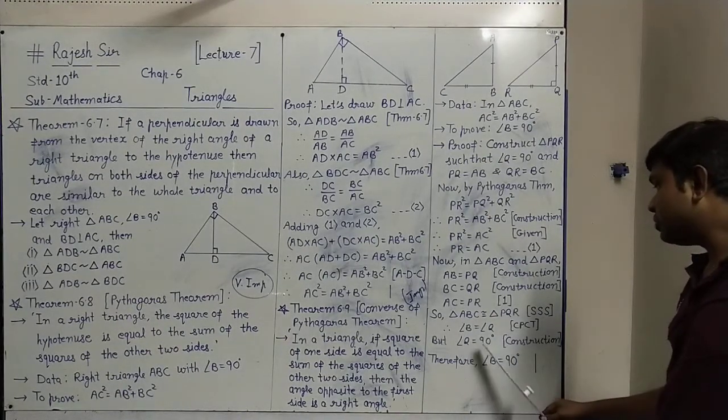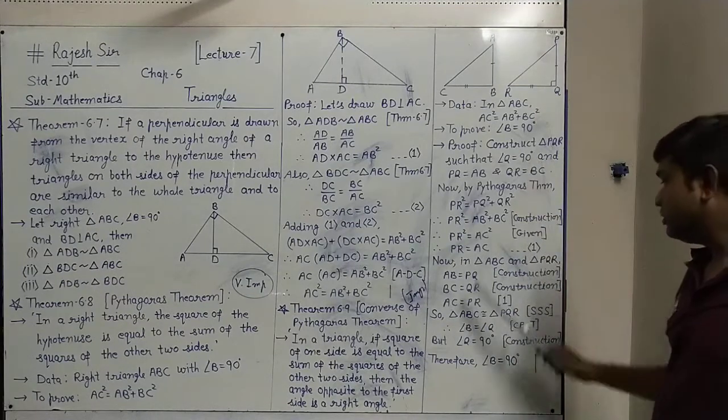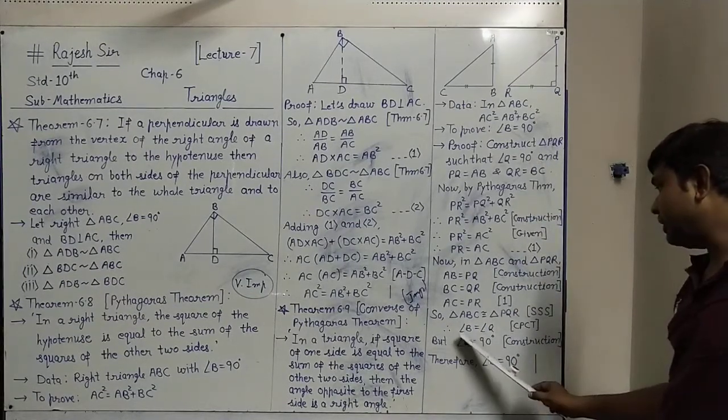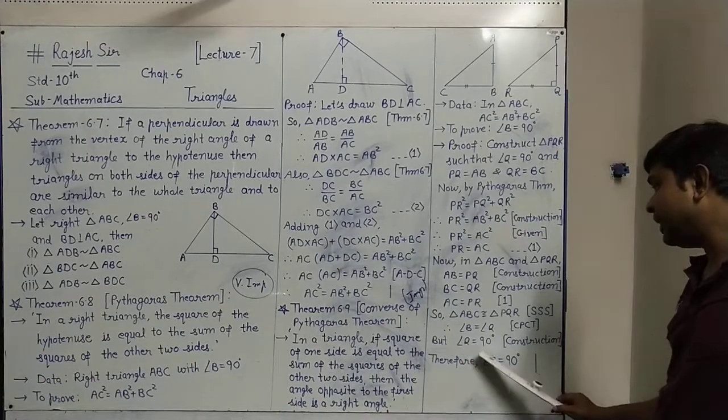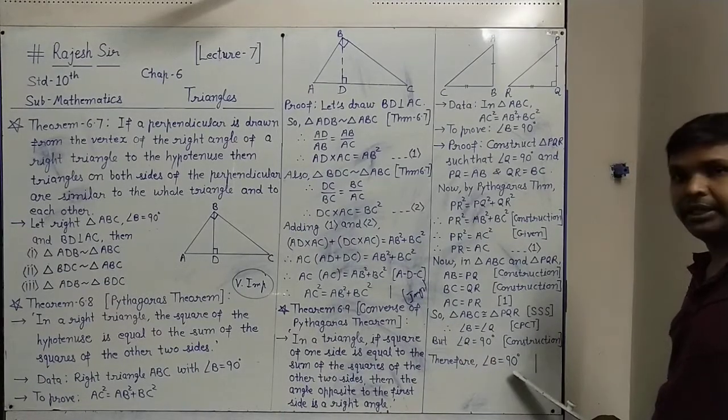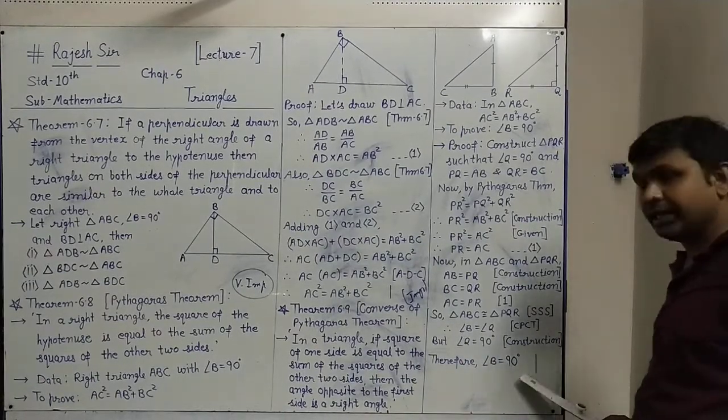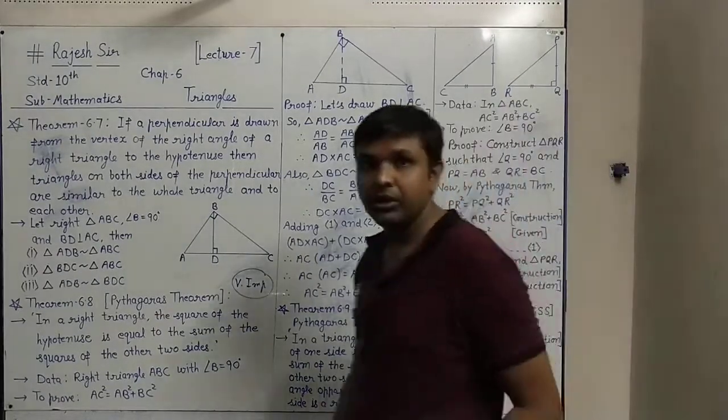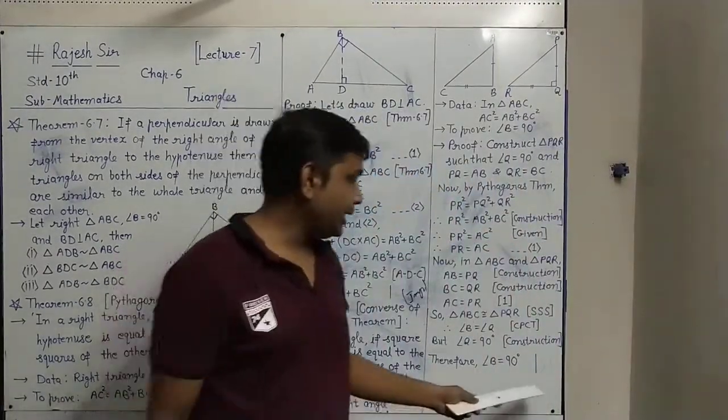But angle Q equals 90 degrees we have taken. So therefore angle B equals angle Q and Q is 90, so B will also be 90 degrees. Therefore angle B is also 90 degrees, that we wanted to prove. So hence the proof ends.